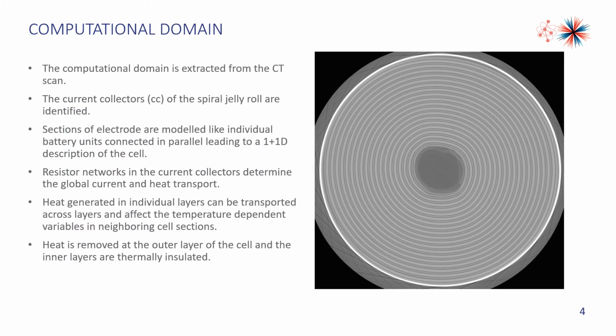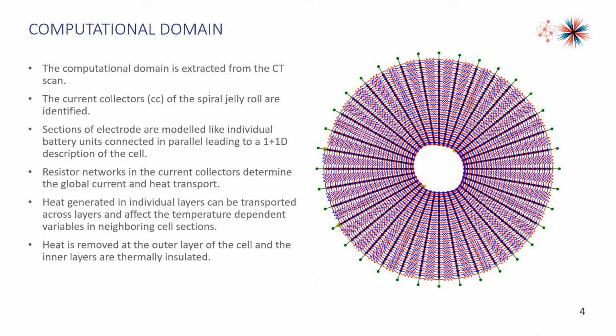So the computational domain is extracted directly from the CT scan, and the current collectors that form the spiral around the jelly roll are identified, and created from that is a resistor network that determines the global current transport. The sections of electrode in between the current collectors are modelled like individual battery units that are connected in parallel, and this leads to a 1+1D description of the cell, where you have the electrochemical models running orthogonally to the current collectors. The resistor network in the current collectors determines the global current and heat transport, and the heat is generated by the electrochemical processes that go on and the ohmic processes that go on in the current collectors.